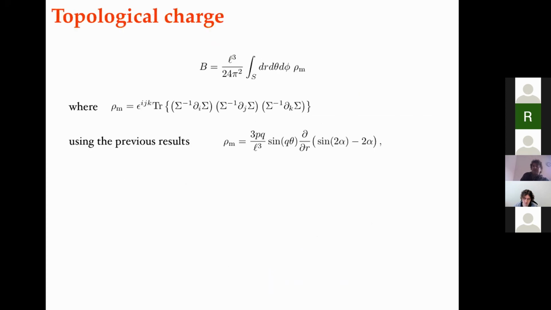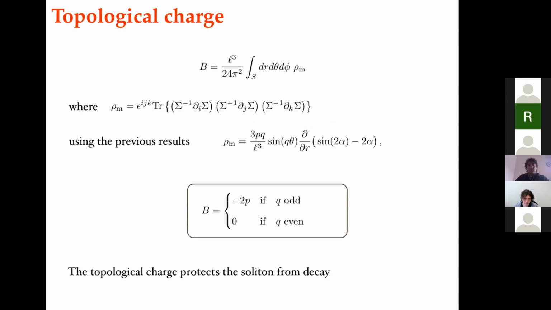An interesting thing is that this system has a topological charge. So this system is protected from decay. And we computed this topological charge, which is an integer number, and depends on the value of Q, which is one of the parameters which determines the solitonic solution.